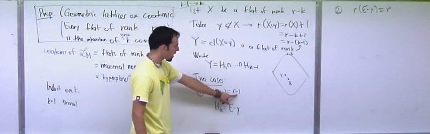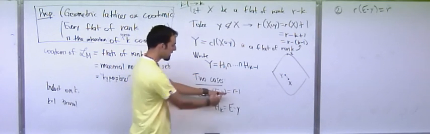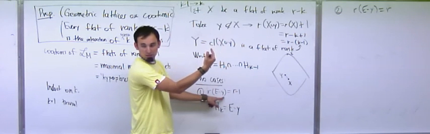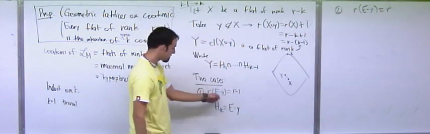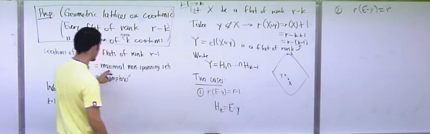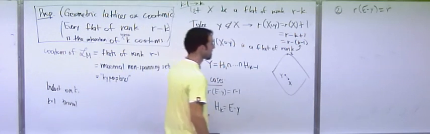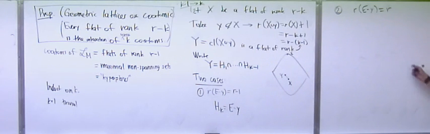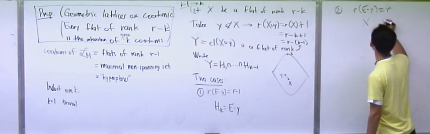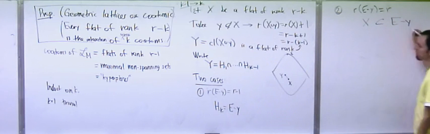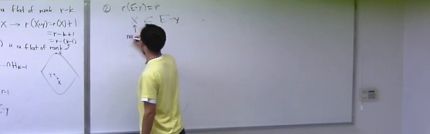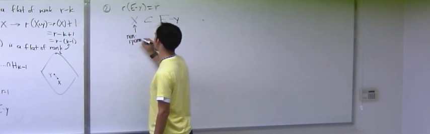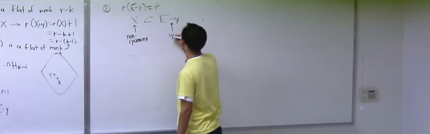So if the rank of this guy is R minus 1, then it has rank R minus 1, and the only thing that contains it is E. It has rank R. So that makes this guy a hyperplane, maximal, non-spanning. So I take this to be my hyperplane. If the rank of E minus y is R, that means that E minus y is spanning. So I have x inside E minus y. Remember that y is not an element of x. Where this guy is not spanning because the rank of x is r minus k, and this guy is spanning.